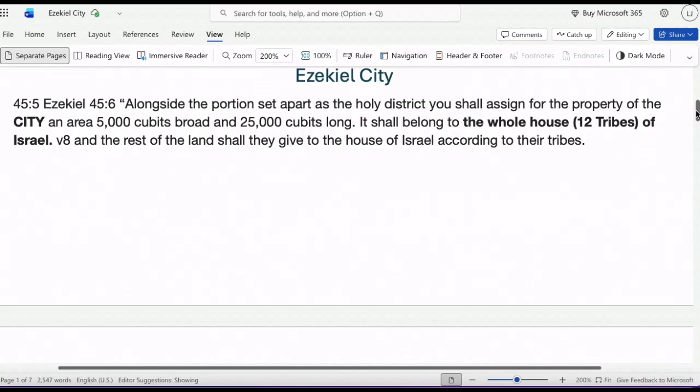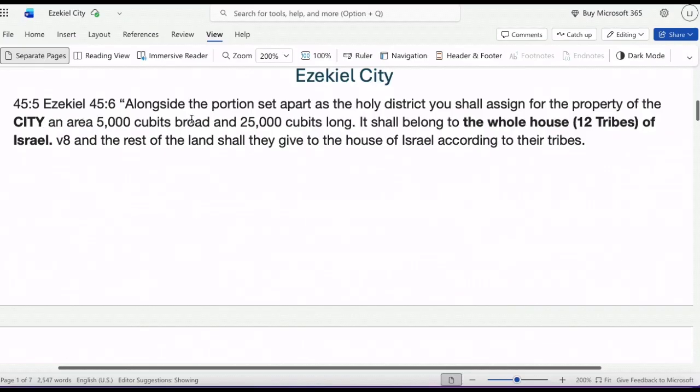Now, alongside the portion set apart. So again, this is the holy district, and we're going to have another whole video on it. But it is important for you to understand that the holy district, you will assign a property for the city. Okay, so there's an area outside of the city called the holy district. And it's telling us that you will assign a city. And so this holy city is going to be in there.